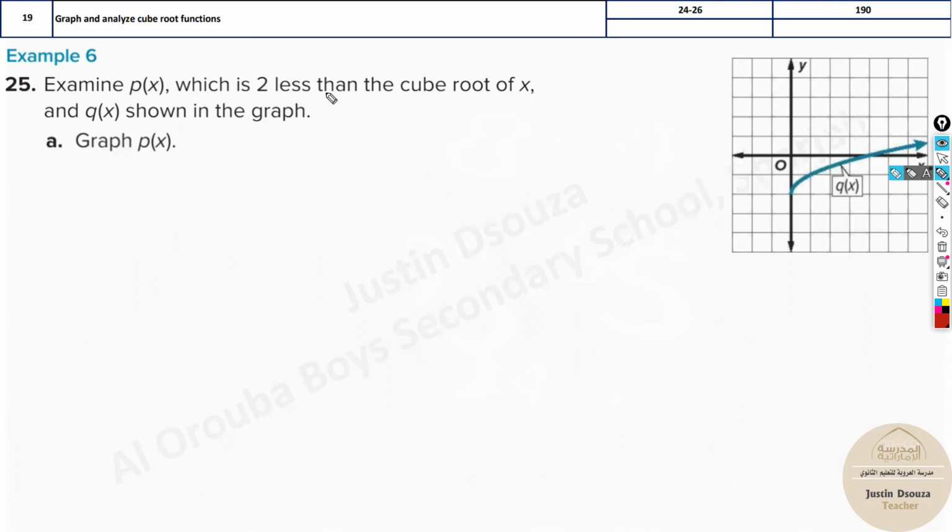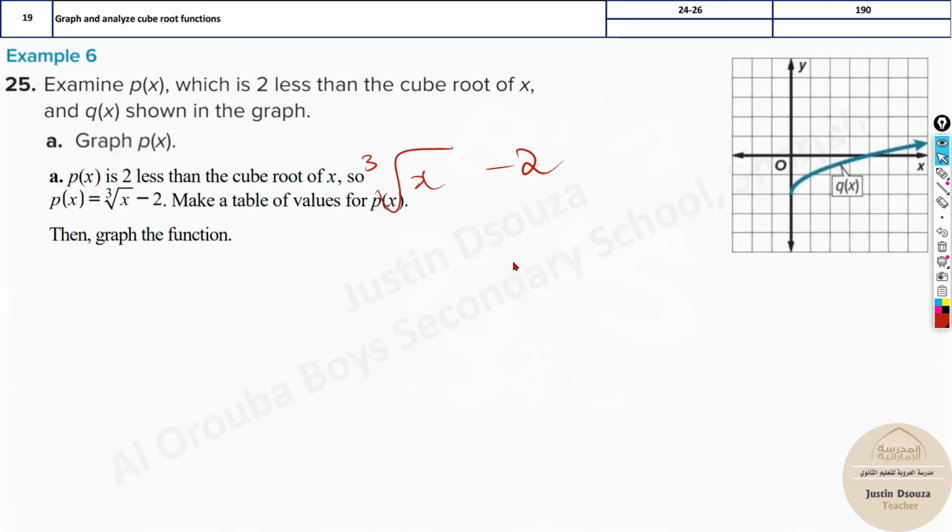P of x, which is 2 less than the cube root function. Okay, what is the cube root function? x cube root, but 2 less, so minus 2. Okay, this is the graph. Let's just check the answer. Yeah, that's the equation. Now you need to graph this one because the square root function is given.